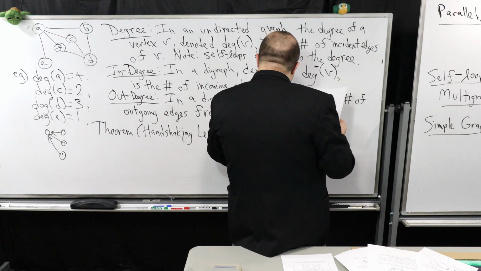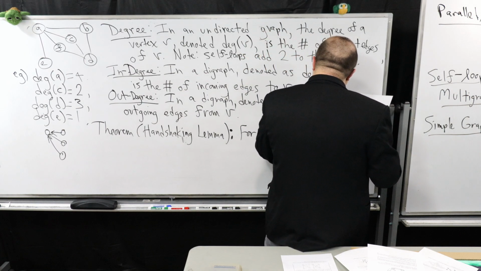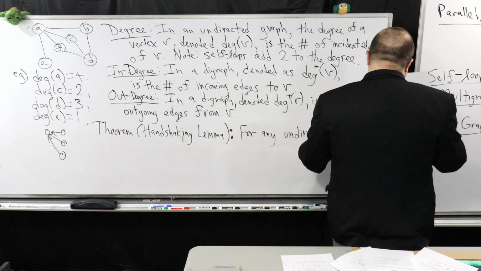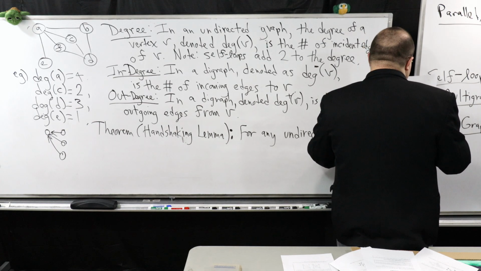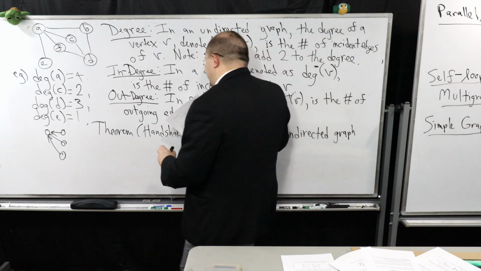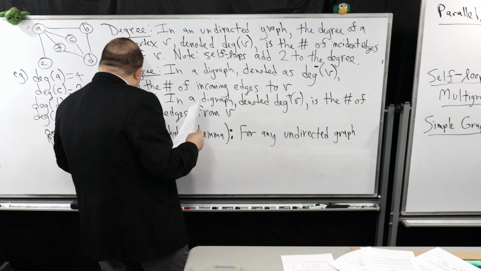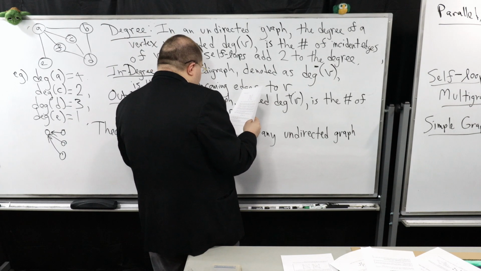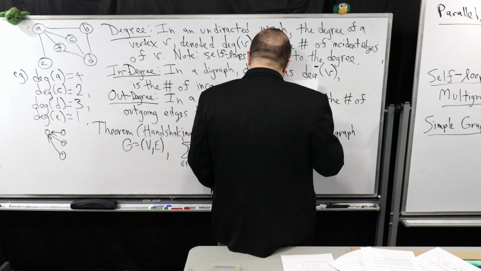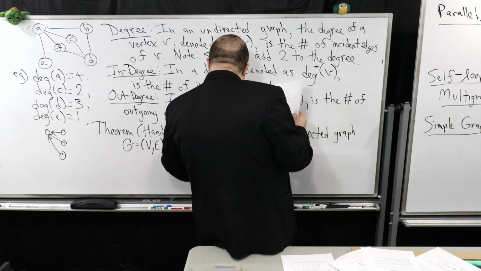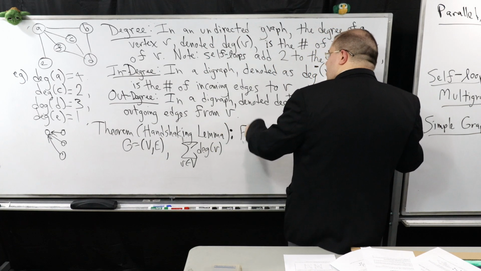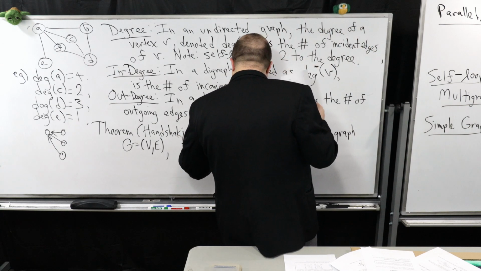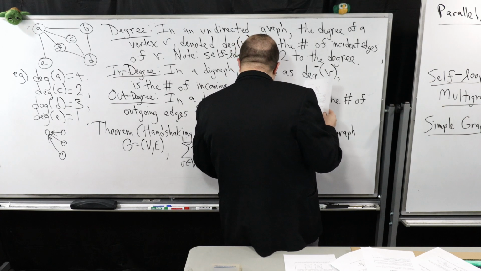For any undirected graph. Now I must stress, this is true even when you have multi-edges and also self-loops in the graph. So this is true for multigraphs too, just as long as it's undirected. For any undirected graph G equals (V, E), if I sum over all the vertices, so I go over each vertex and consider its degree, and I add these all together in one bucket, this is exactly equal to 2 times the number of edges.